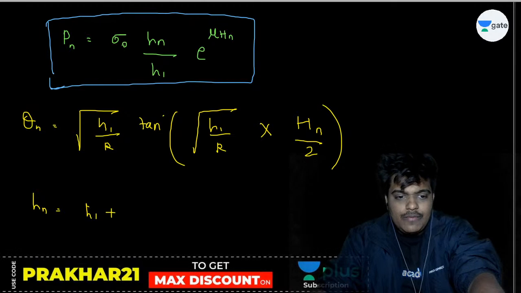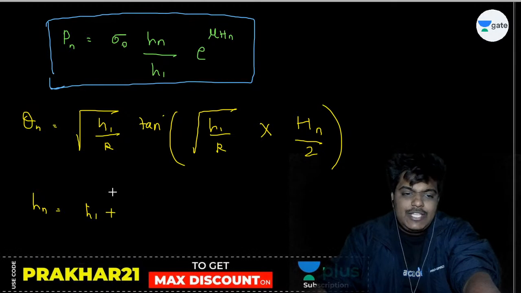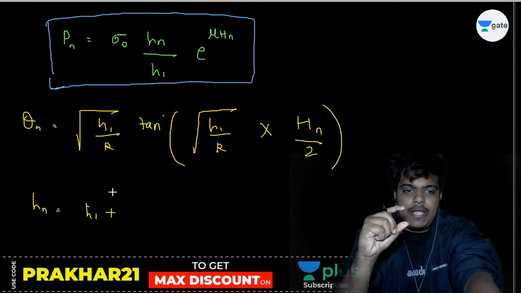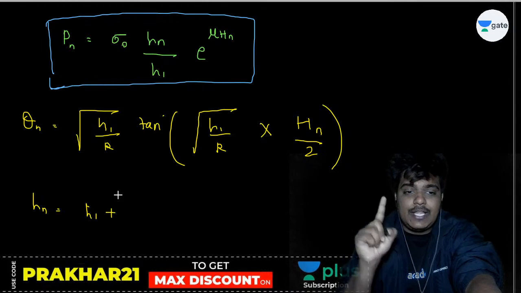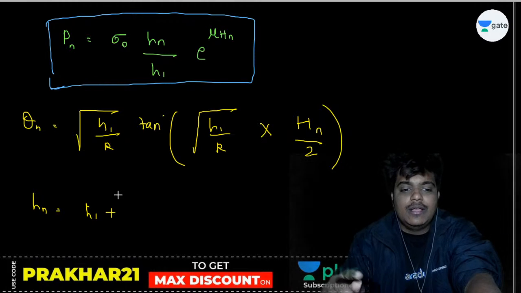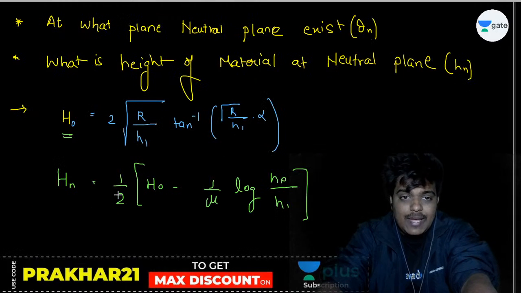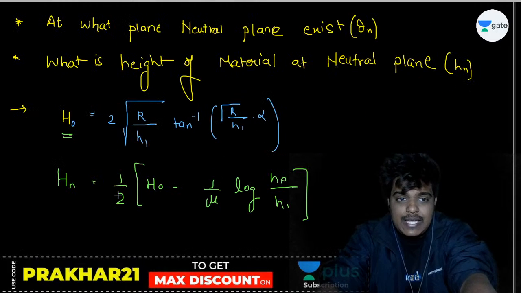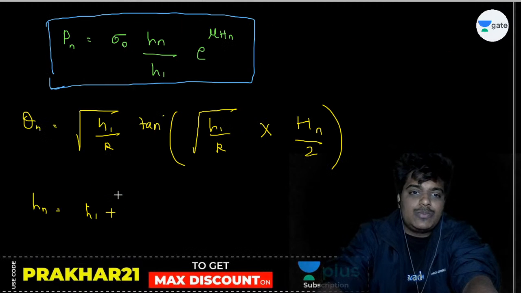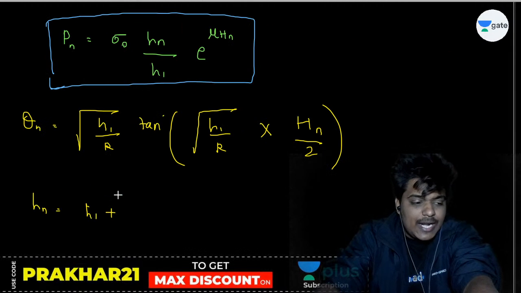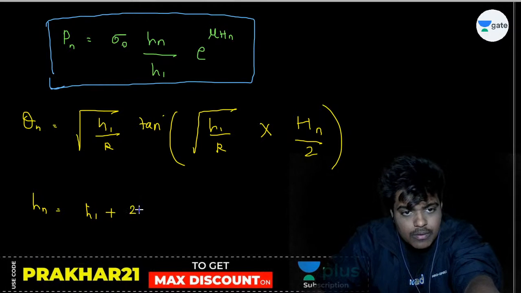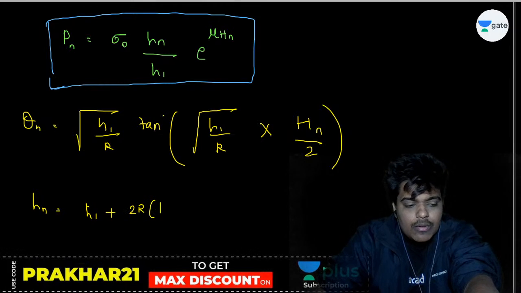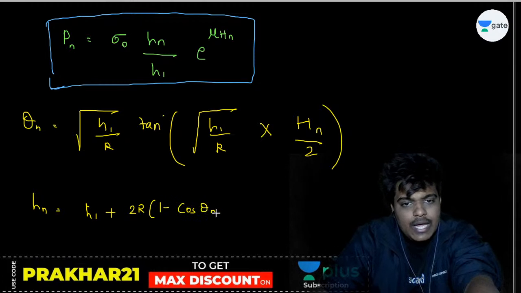Okay, now we can continue. Hn, that is the height at the neutral plane, is equal to h1 plus 2r(1 minus cos theta n). Now h1 means exit. h0 is entry, so h1 is exit. Remember this. I don't remember what I took yesterday in our analysis, but here h0 is the entry and h1 is the exit. Do the analysis accordingly.